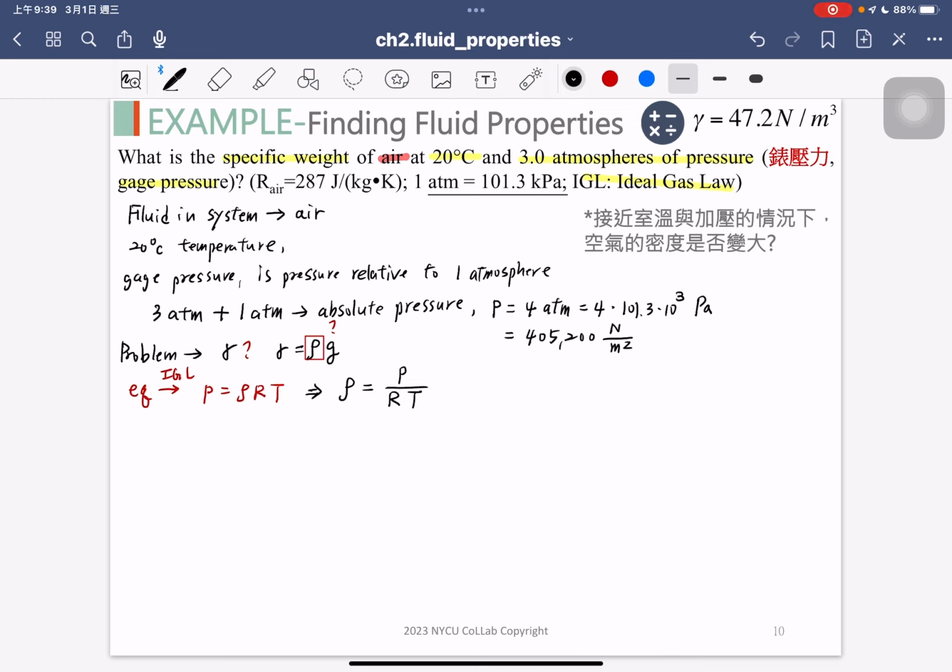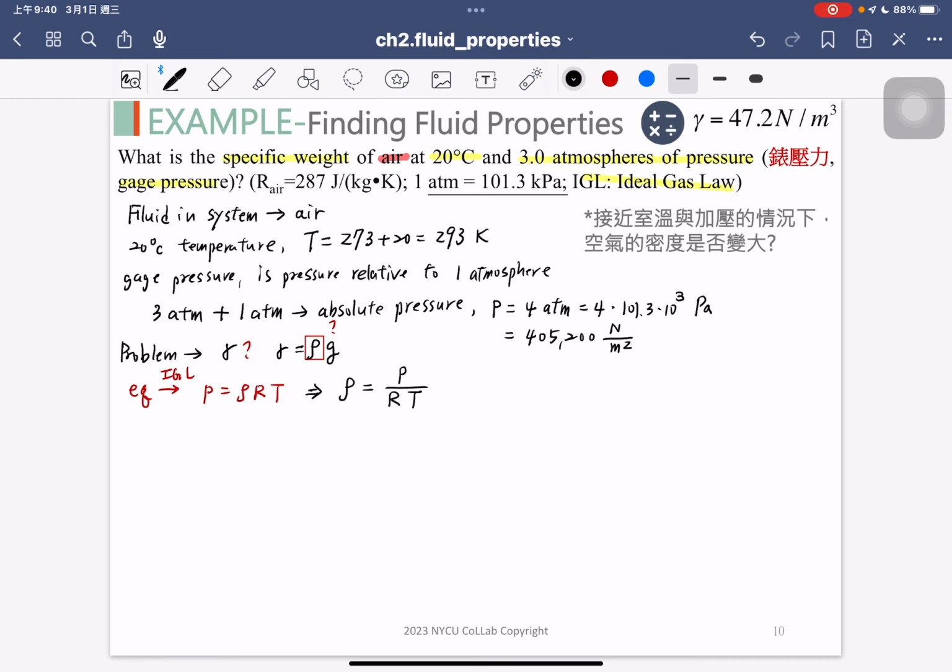And we should know what is the absolute temperature, right? So we already know the condition is 20 degrees. So the absolute temperature should be 273 plus the 20. So we have 293 absolute temperature. The unit dimensional is the Kelvin.